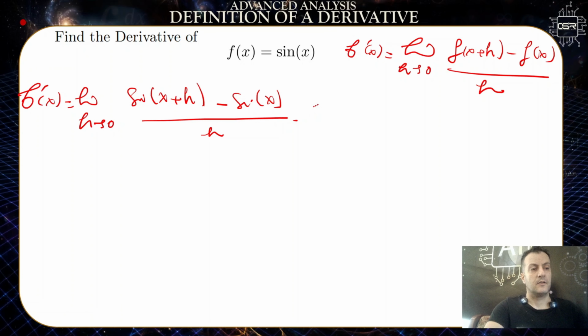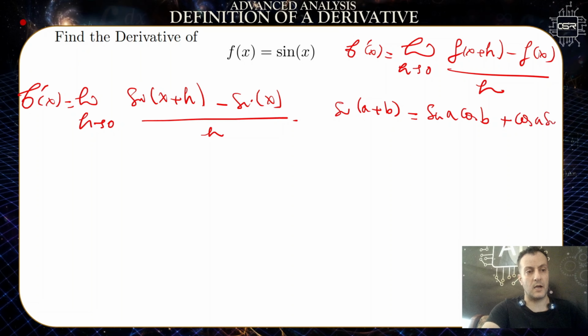Okay. Now, referring back to the trigonometric identities, we know that sine a plus b is equal to sine a cosine b plus cosine a sine b. Remember, for the sine, plus remains plus on the outside, minus remains minus on the outside, and it pairs with the other kind, meaning that sine a plus b is equal to sine a cosine b plus cosine a sine b. So sine with cosine, and cosine with sine.